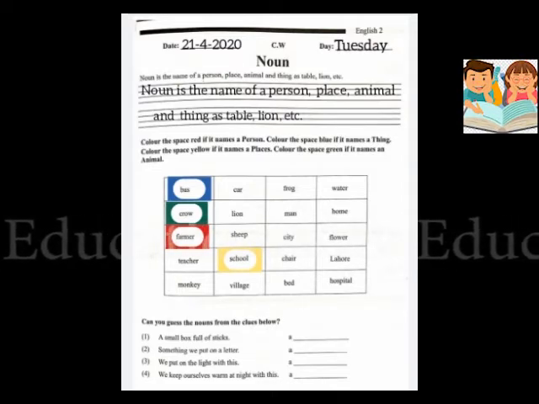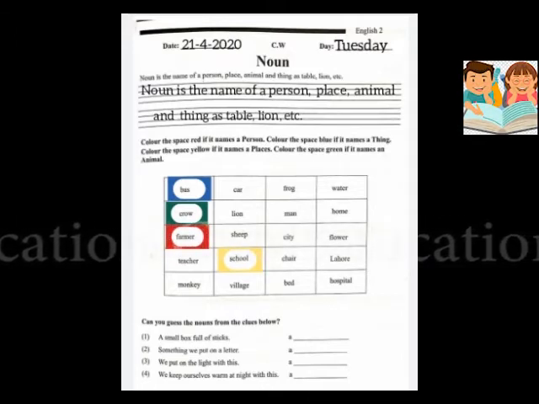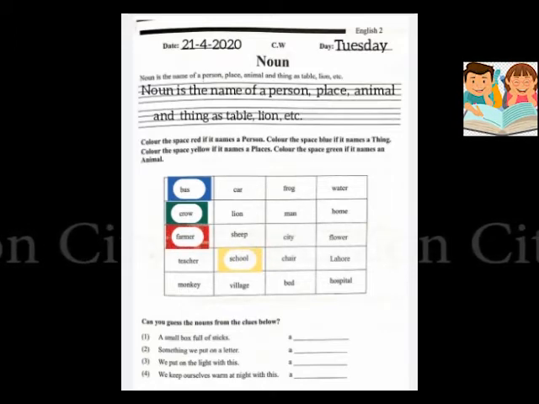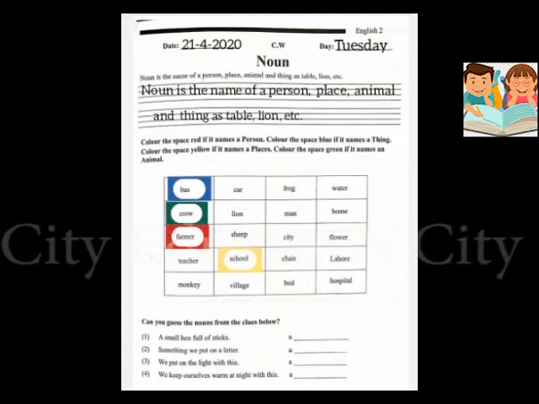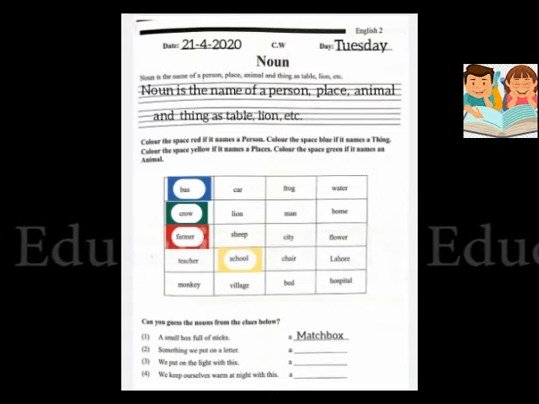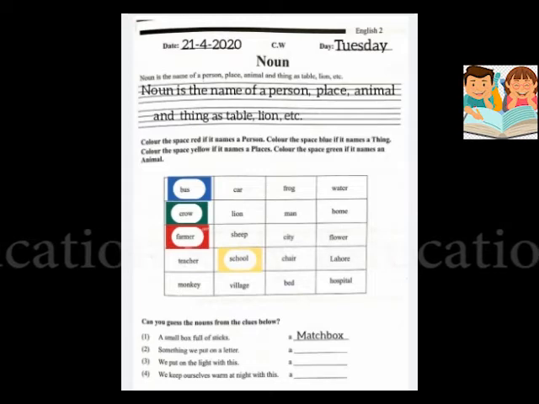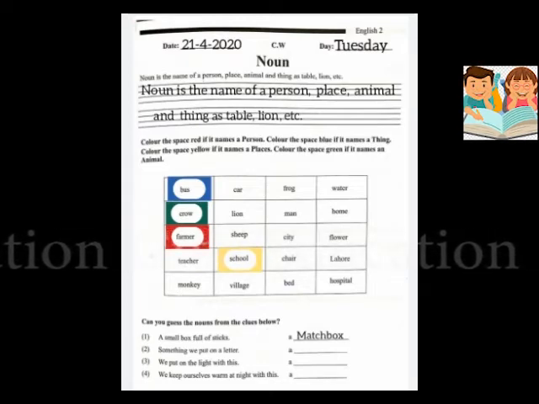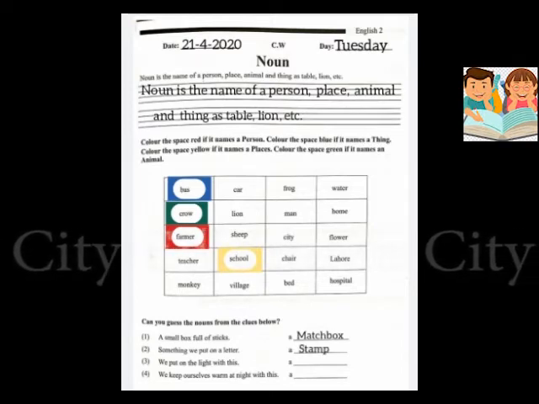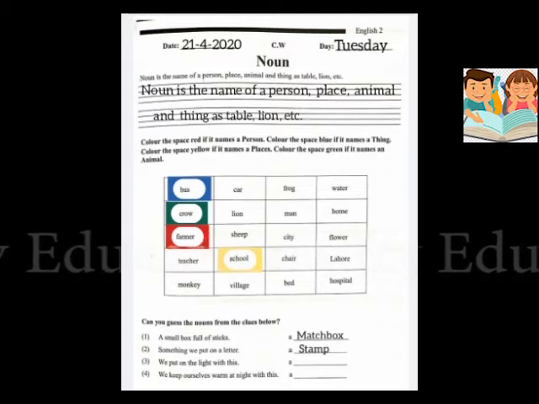Like a small box full of sticks. What is it? It's like a riddle. So what is it? A small box full of sticks. It's a matchbox. Good. So the next is something we put on a letter. What we put on a letter is a stamp. You will write here stamp.